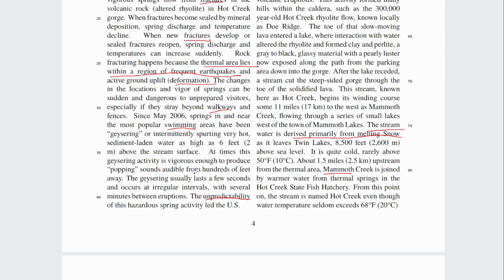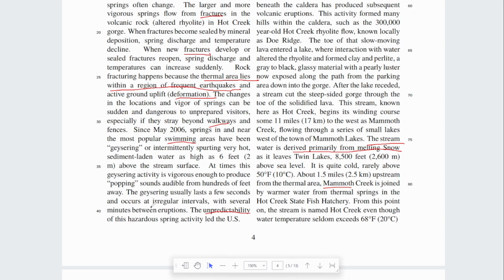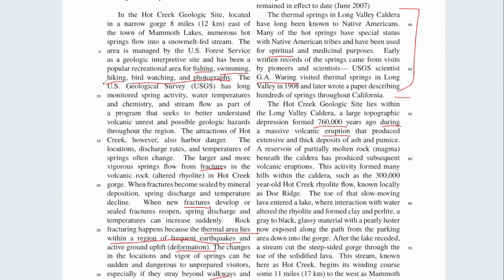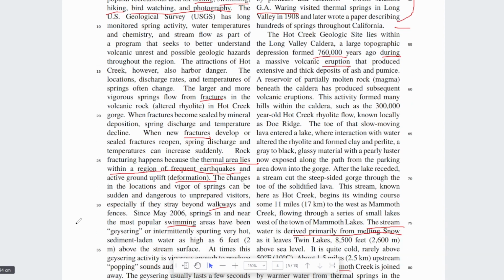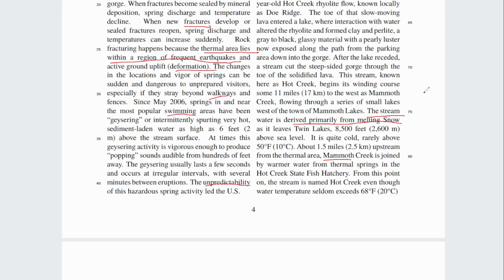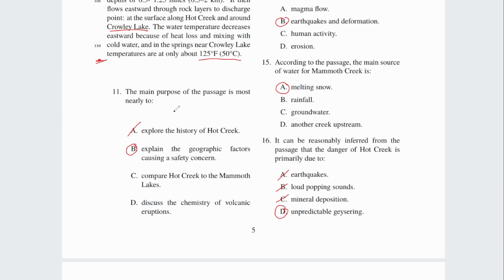It seems like one of the things that we're trying to explain here is why it was closed, right? Why was it closed? Well, let's talk about everything that's going on with that. For one thing, we have this hydrothermal system, this geysering and the fracturing, which is caused by this big hydrothermal system that's been building for 760,000 years. And so it seems like the entire passage really leads up to these geographic factors and then explains why those geographic factors cause a safety concern. So I think that this is really the whole of the passage in a sentence. It's to explain the geographic factors causing a safety concern.